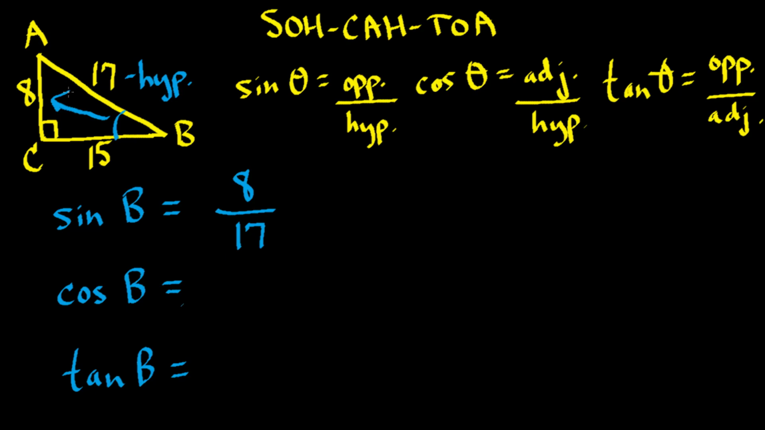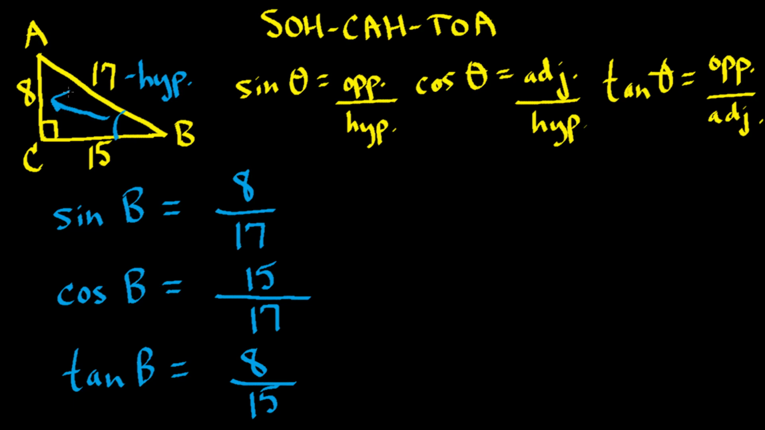Cosine of angle B, we need the adjacent side, which is 15, over the hypotenuse, which is 17. And then the tangent of angle B is the opposite of B, which is 8, over its adjacent, meaning the side that is along the side of angle B, which is 15. So these are the three main trig ratios for angle B.